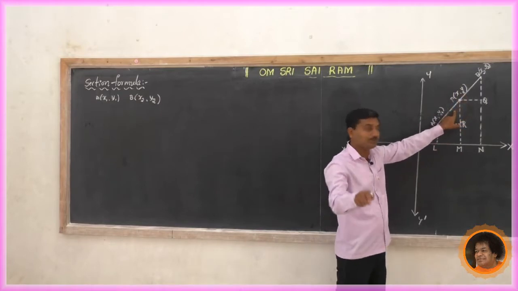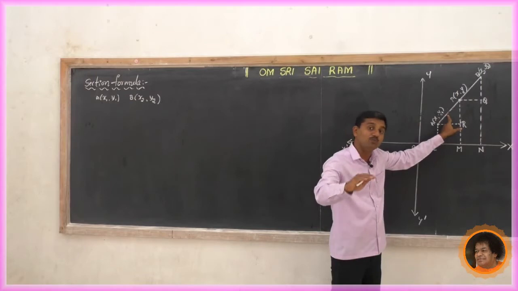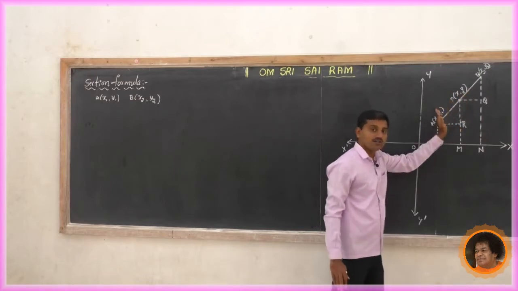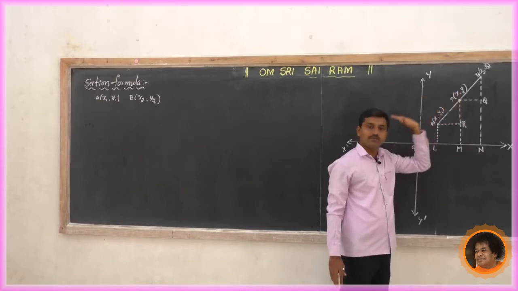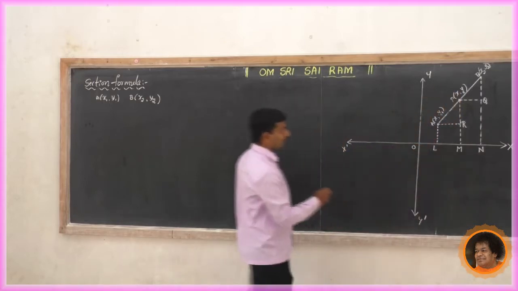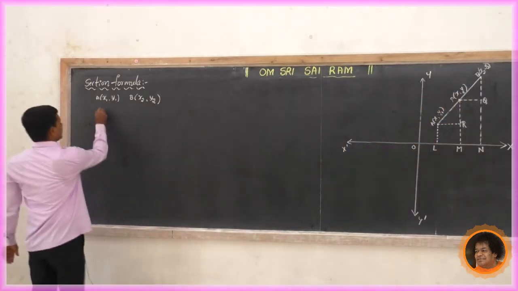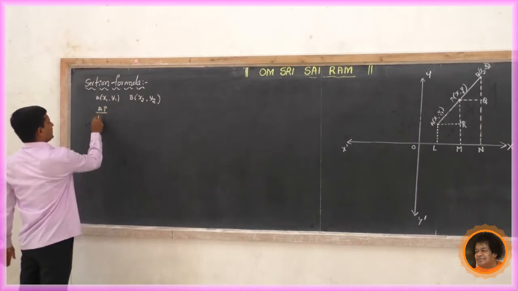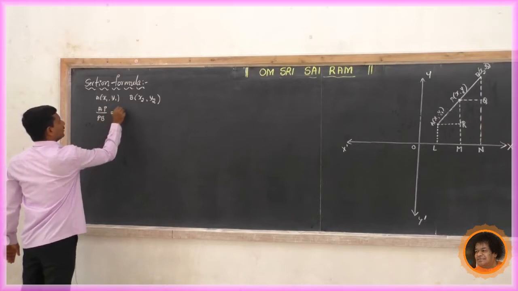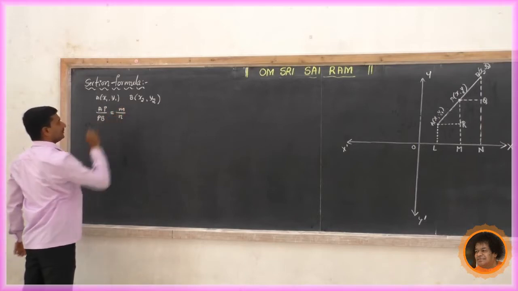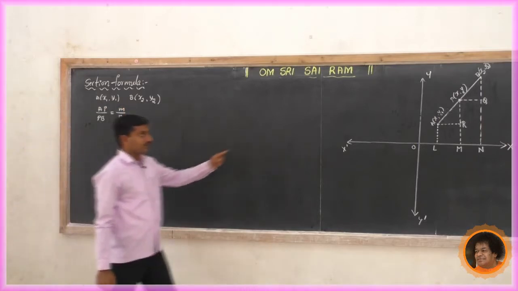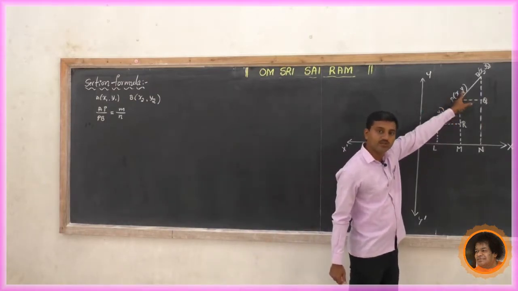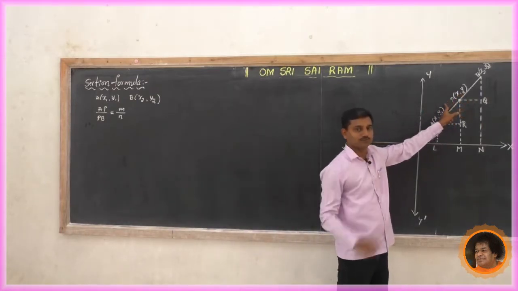But in your textbook the ratio is given as m1, m2, one and the same. Either m:n or m1 is to m2. So therefore the ratio AP divided by PB equals m divided by n. So this is the ratio. P divides the line segment in the ratio m:n or m1, m2.